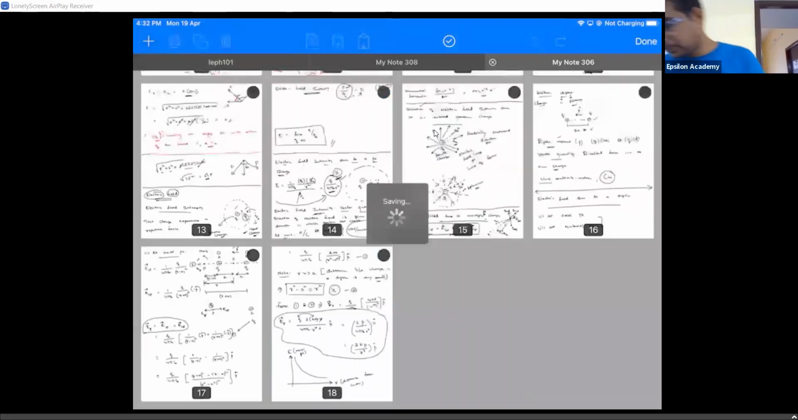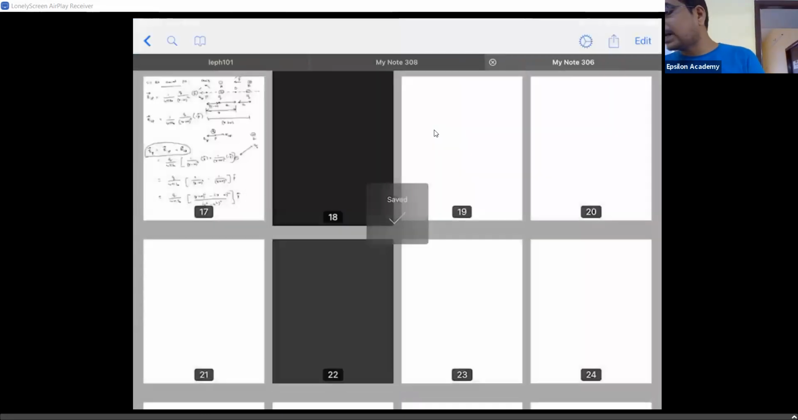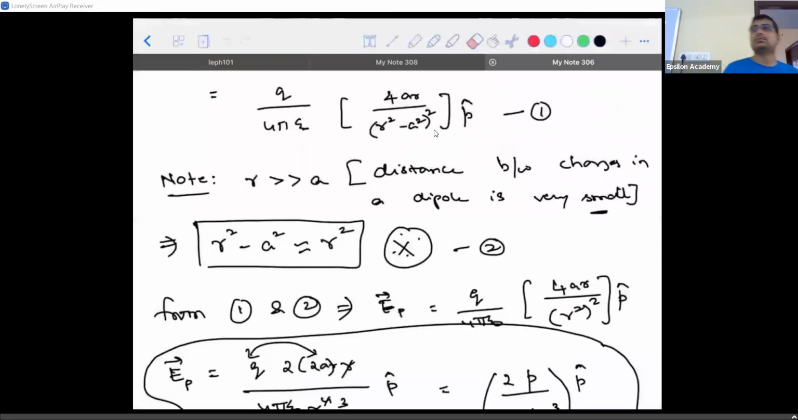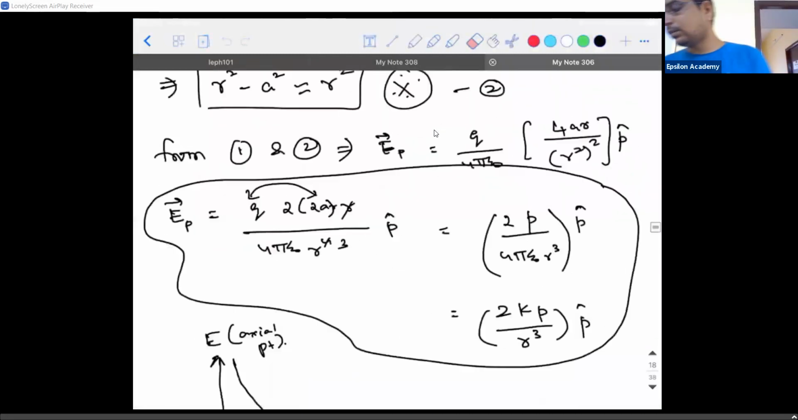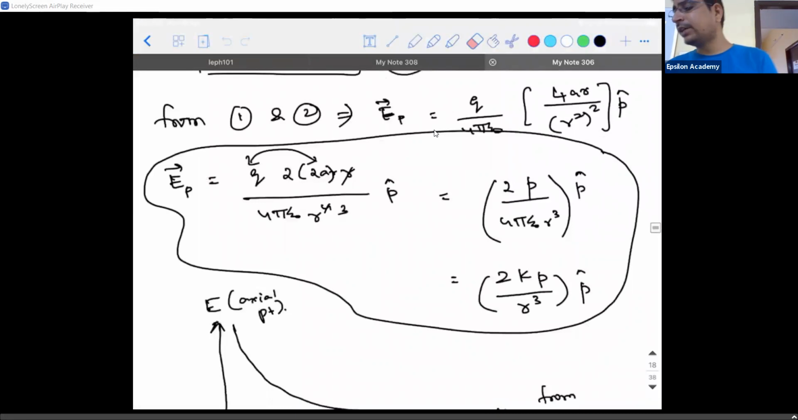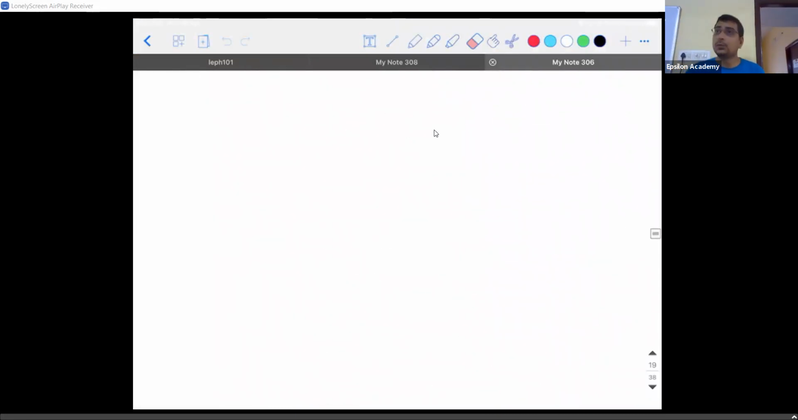So we have calculated at axial point. What is our next job? We need to calculate the electric field due to this kind of a system at equatorial point. Before we calculate, first we need to understand what they are trying to say by equatorial point.